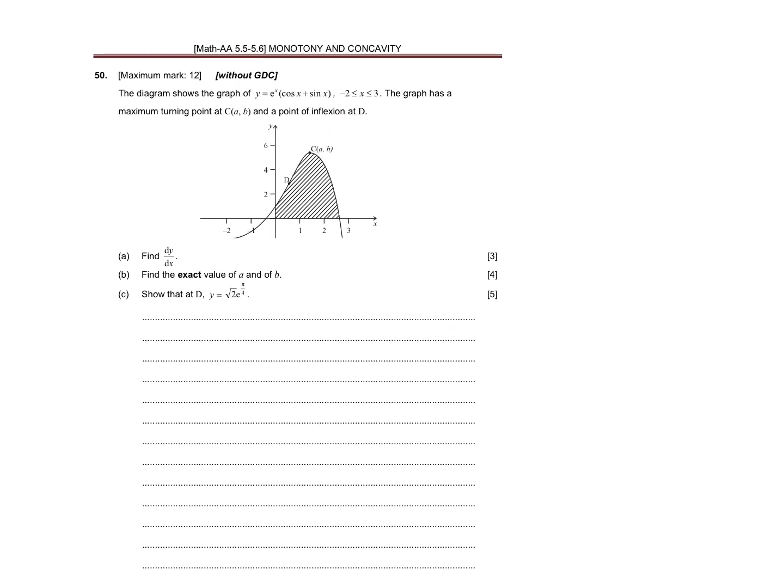All right, 50. The diagram shows this graph from -2 to 3. The graph has a maximum point at A, B and a point of inflection at D. Find dy/dx. Okay, so you have the first times the derivative of the second plus the derivative of the first times the second. And then that's that. Find the exact value of A and B.